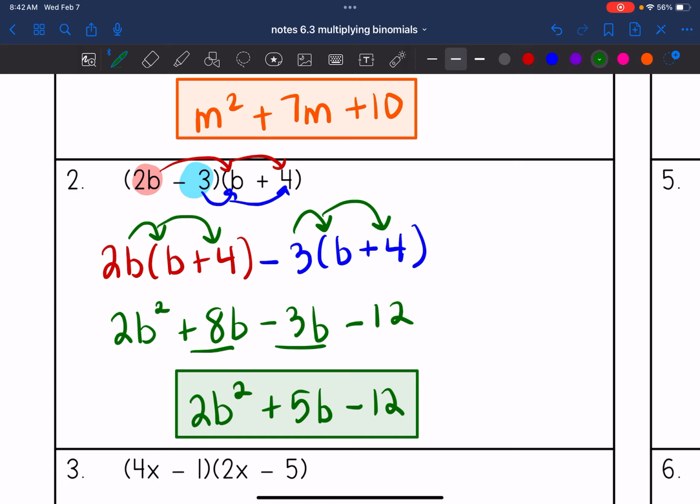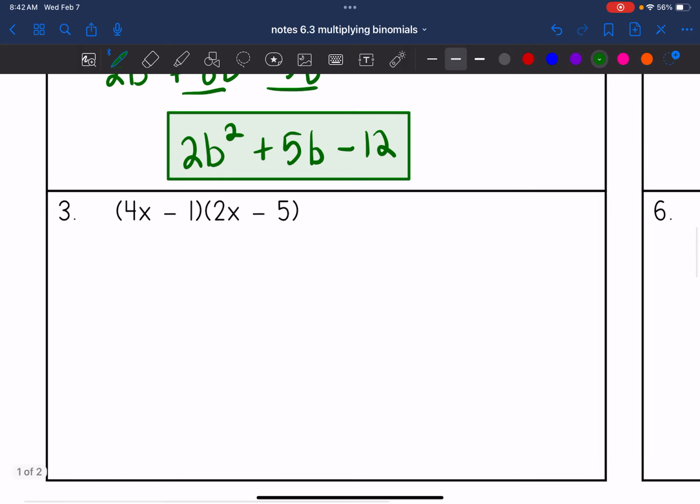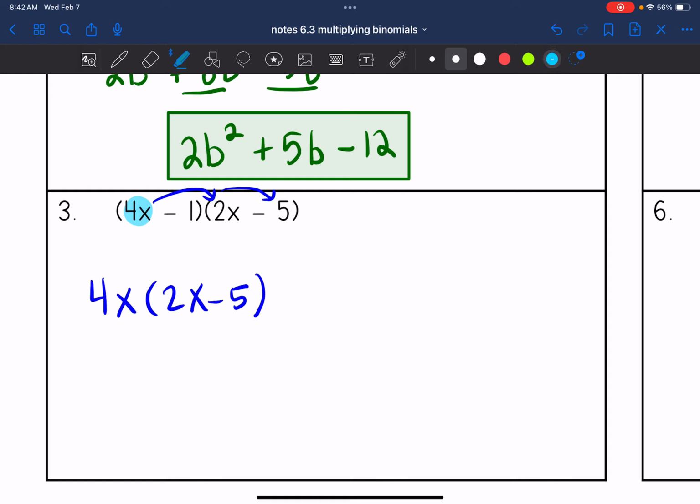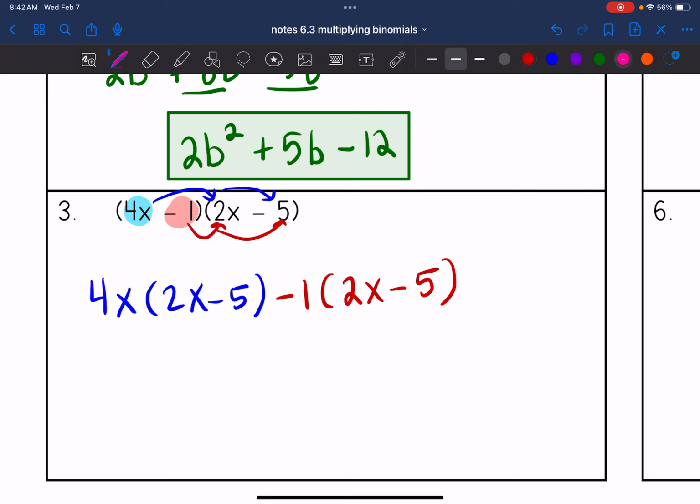Okay, and then one more like that. Have 4x minus 1 times 2x minus 5. Okay, first term, 4x. We're going to multiply that to the entire second binomial, so times 2x minus 5. Okay, then we're going to get our second term, minus 1, and multiply that to the entire second binomial. So minus 1, parentheses, 2x minus 5.